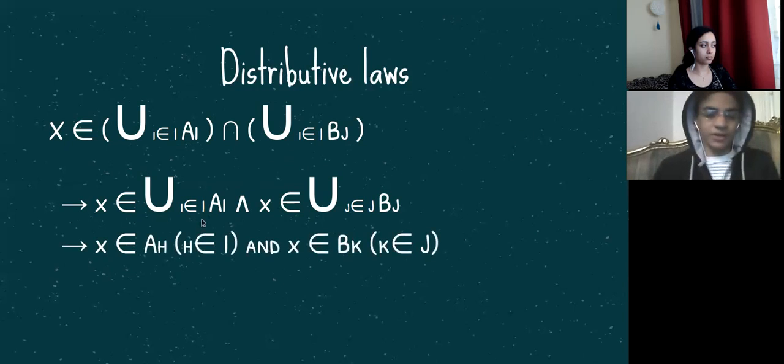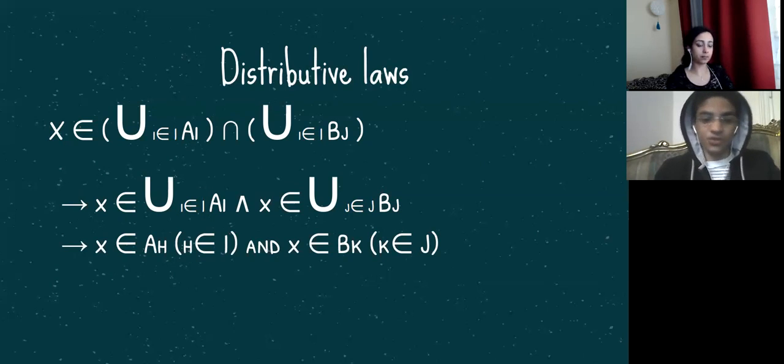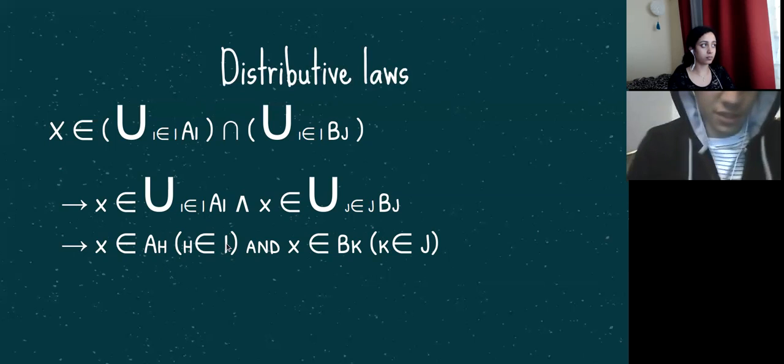Then I can start plugging in the definition of the union. From the definition of the union, I can say that x belongs to A sub h, where h is just any arbitrary index that belongs to I. So h is just any of the many indices that belong to the class of all indices. I can say that x belongs to A sub h and x belongs to B sub k, where k belongs to J. Of course, here h and k are just arbitrary indices that each belong to the certain class of indices that we're talking about.